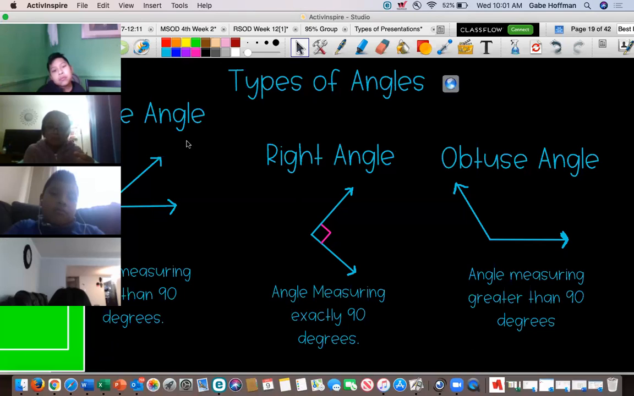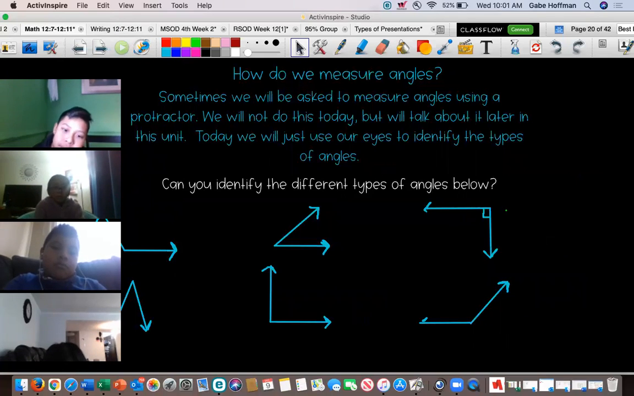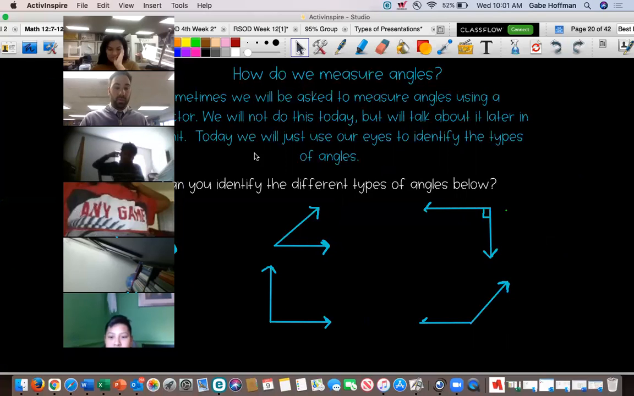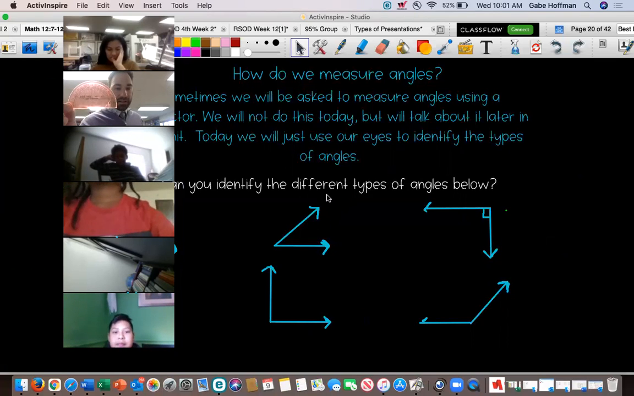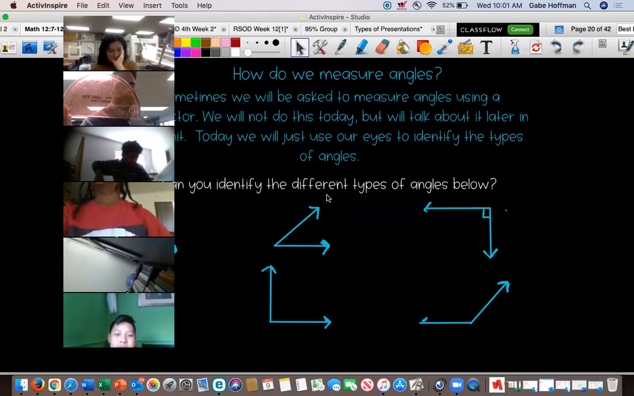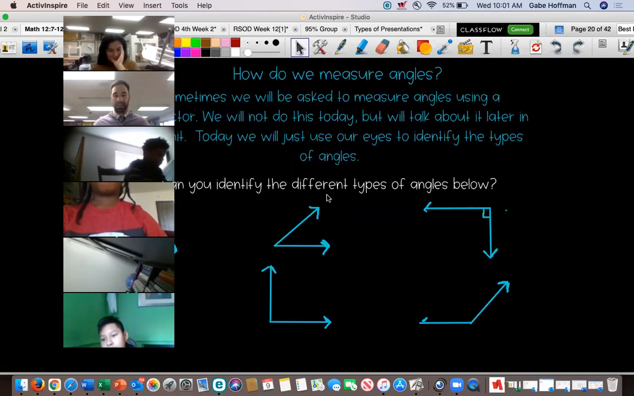Okay, looking at our next slide here. As we move on further in the unit, we will work with measuring angles to their exact degree, and we'll use a tool called a protractor. It looks like this. It's got all the numbers, and you measure angles to their exact degree. However, we're not going to do that today. We're just looking at whether it's less than 90, exactly 90, or more than 90 degrees, okay?